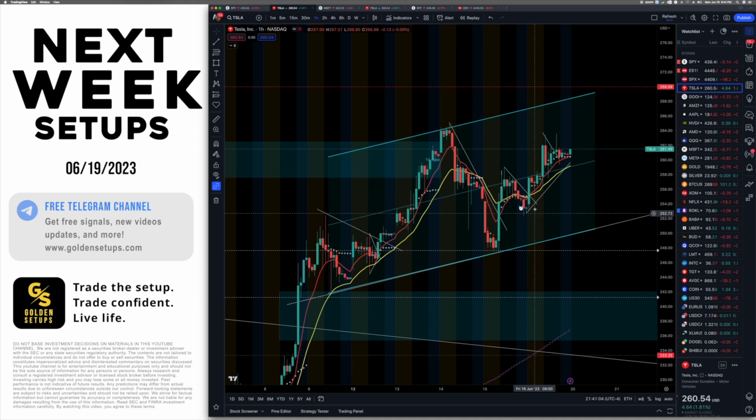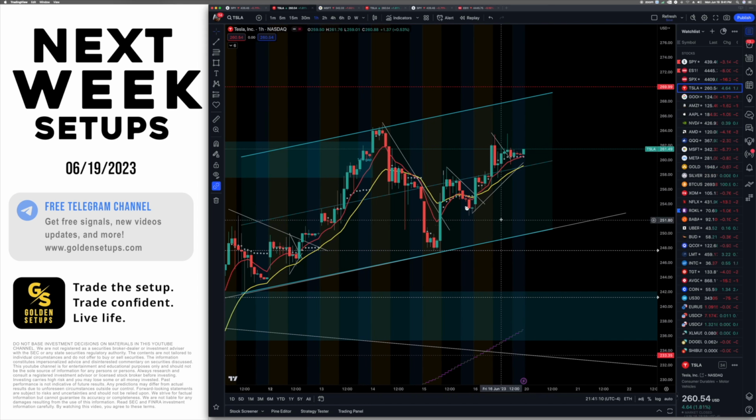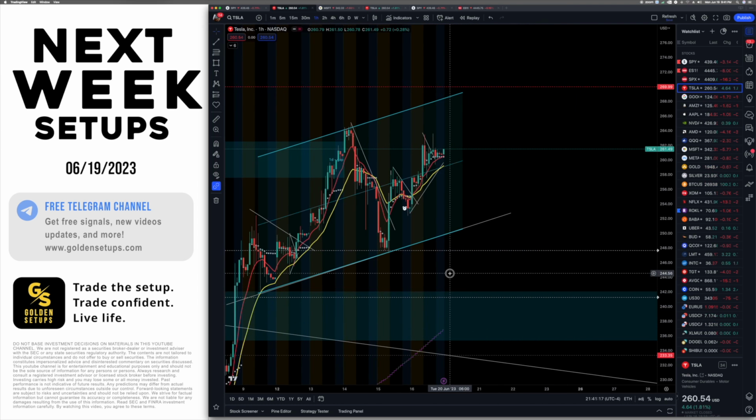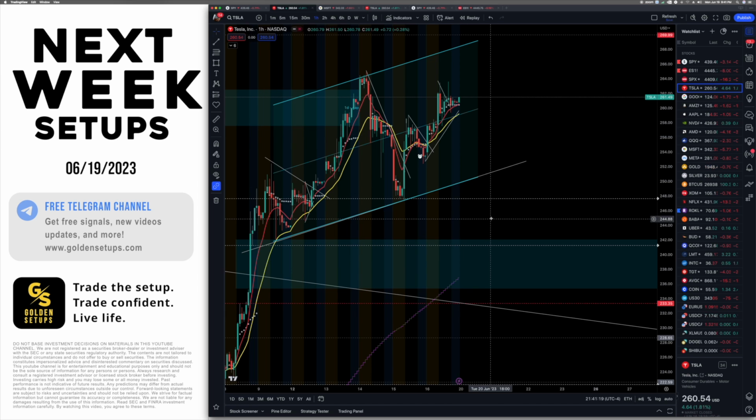Here we are, nice little bull flag to the upside. Another bull flag. Looks like we're trying to make our way back up to the top of the channel. We got to wait, watch, and see. I would love to see what happens when Tesla breaks out of this channel. We do have a gap below us, and so we'll see. It's a daily gap. We'll see if we can take care of that and fill that.